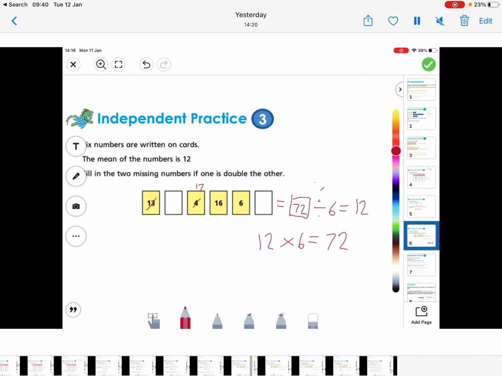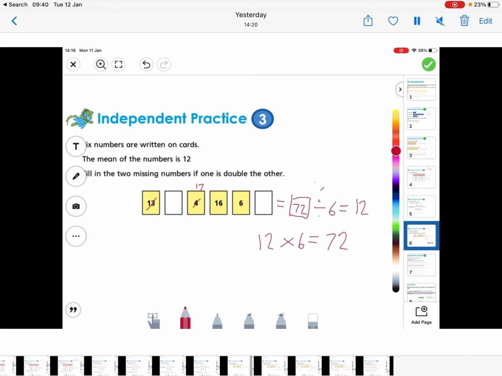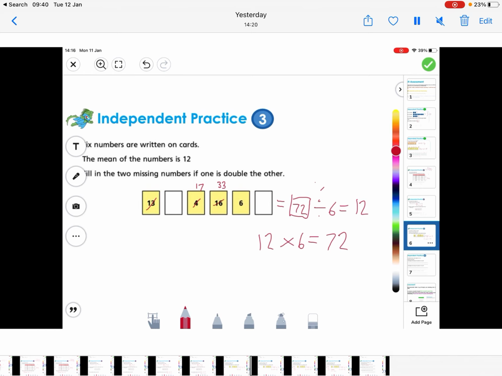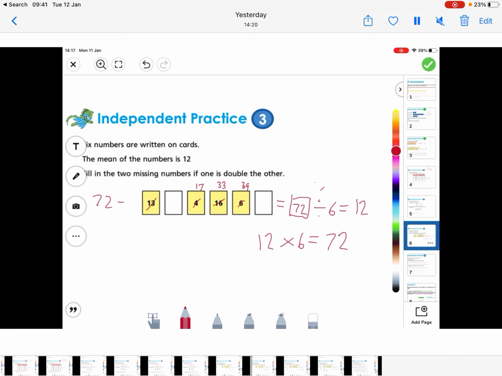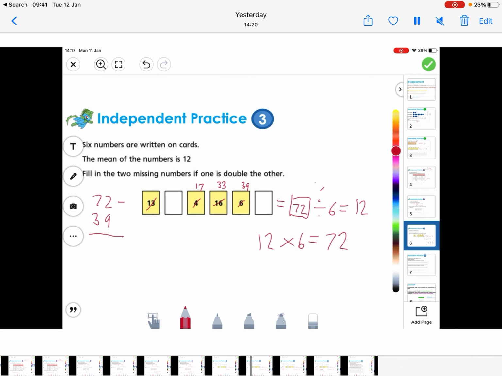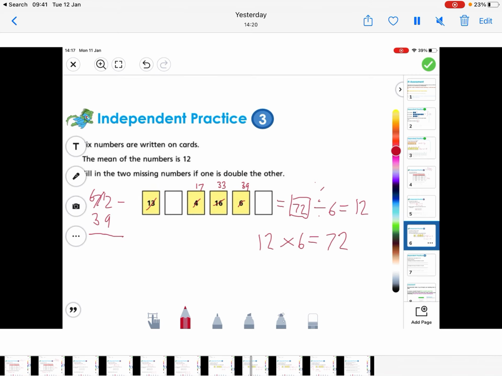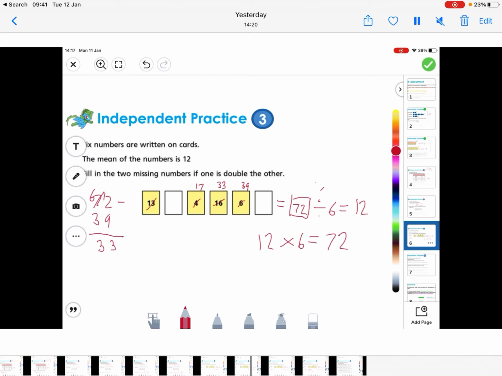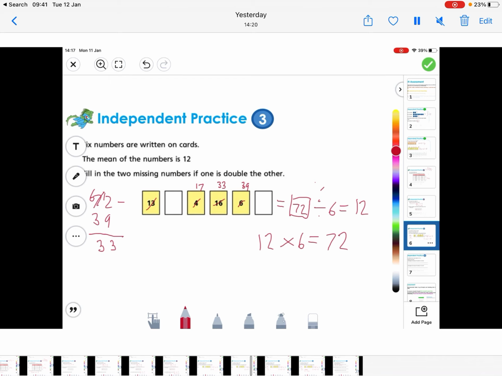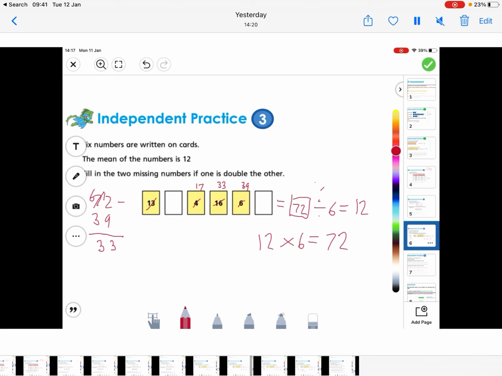Now if I add up the 4 numbers which are shown, so 13 plus 4 plus 16 plus 6, I get 39. Now if I do 72 minus 39, and I have to exchange, I'll get an answer of 33. So I know that the 2 missing numbers must equal 33 when added together.